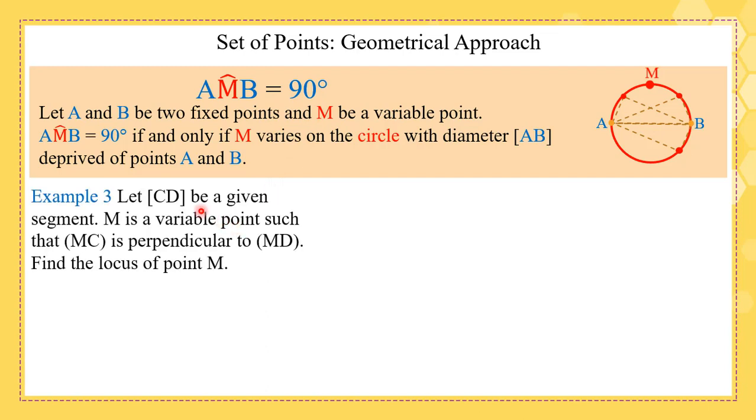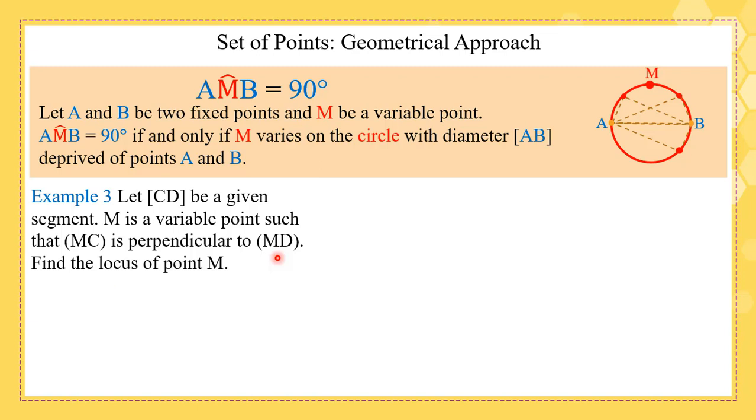Example 3. CD is a given segment. M is a variable point such that MC is perpendicular to MD, and the question is to find the locus of point M. Now, what do we mean by MC is perpendicular to MD? This means that angle CMD is 90.